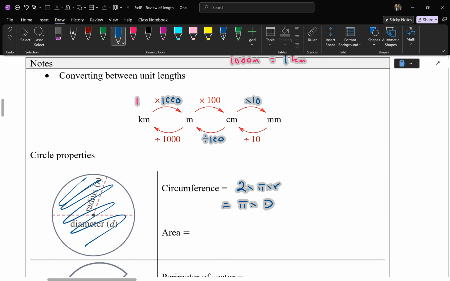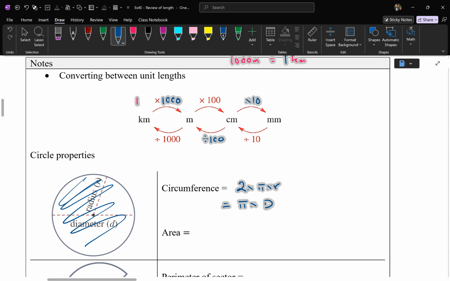So the area of a circle is equal to what? Can I please have Nishi? Pi times radius squared. Very good. Remember, radius squared is not radius times 2. Radius squared is actually radius times radius.